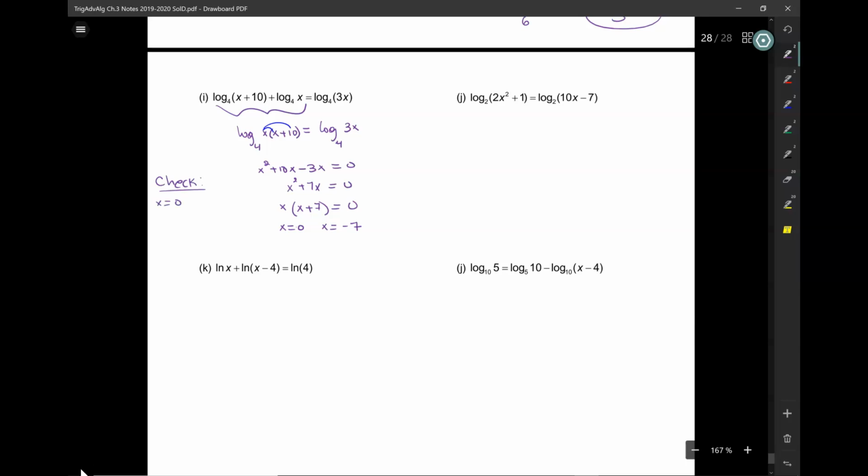x equals 0. Does that work? I get log 10 plus log of 0. Can I get log of 0? Log of 0 is not allowed. So x equals 0 doesn't work. How about x equals -7? Here I'm cool. Log of whatever, 3. But then log of -7 equals log of -21. I can't have log of a negative number. So that doesn't work either. That means no solution.